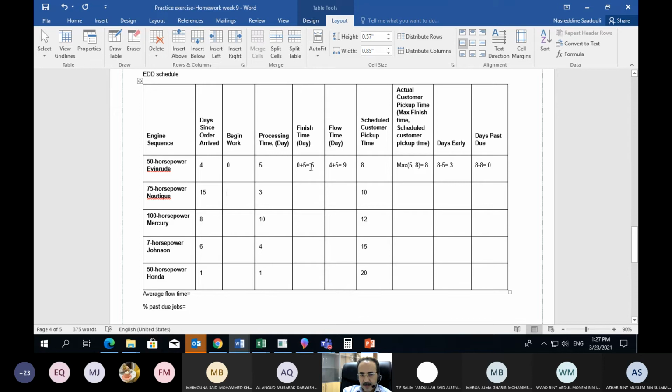Second job, we can start it as soon as we finish job 1, so we're going to start it on day 5, which means we'll finish it on day 8, 5 plus 3.